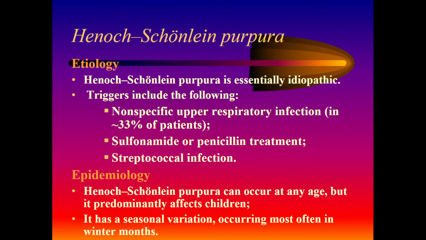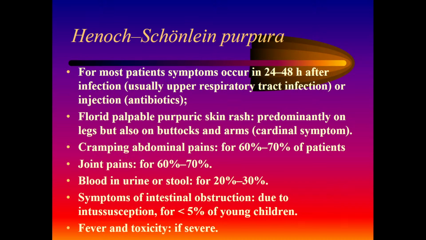Epidemiology: Schönlein-Henoch purpura can occur at any age, but it predominantly affects children. It has a seasonal variation, occurring most often in winter months. For most patients, symptoms occur within 48 hours after infection, usually upper respiratory tract infection, or after injection, for example, antibiotics.